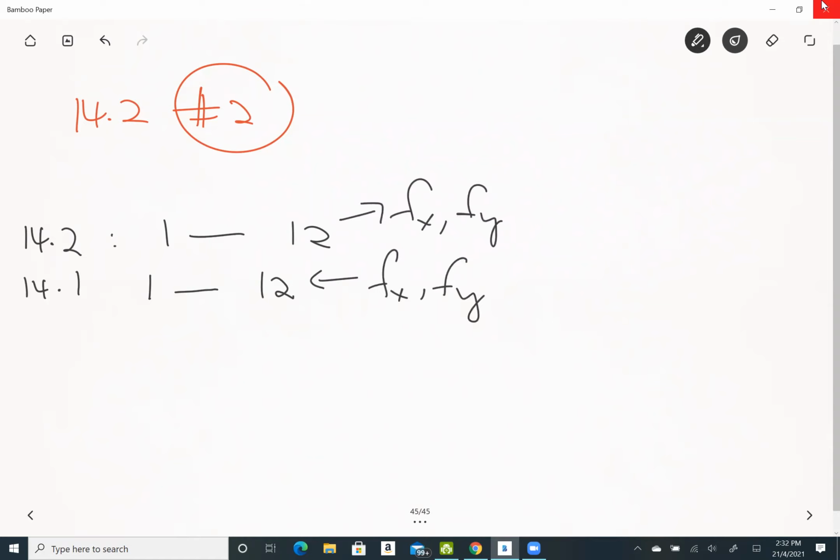14.2 to maybe more specific. You know, they want you to find the partial derivative. But 14.1, the question is not to find the partial derivative. The question is to find something else. So don't do that. You find simply the derivative. Okay? All right. Okay, now go back to 14.2, question number 2.